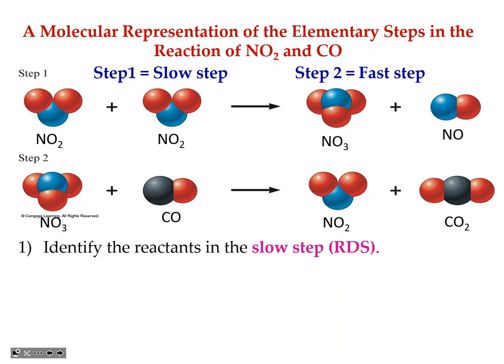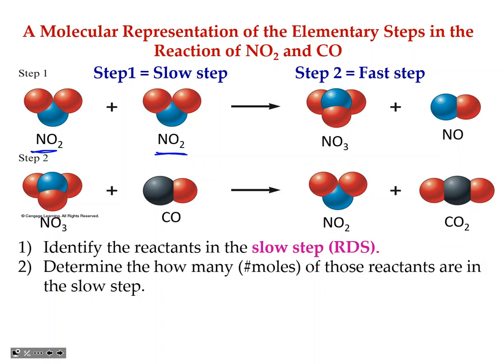Identify the reactants in the slow step. So let's do that. Our reactants are NO2, NO2. Those are our reactants in our slow step, the RDS, the rate determining step. Second thing we do, determine the number of moles of each reactant in the slow step. So how many moles of NO2 do we actually have there in that slow step?